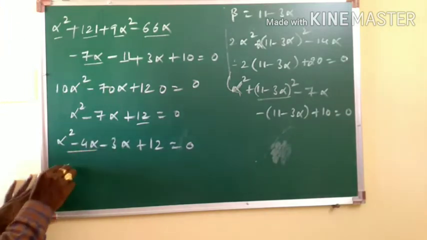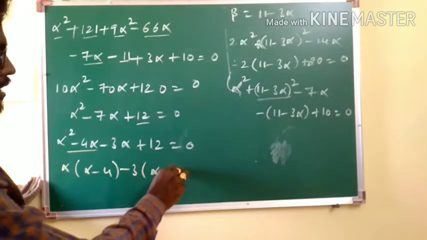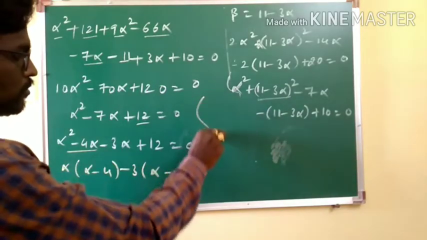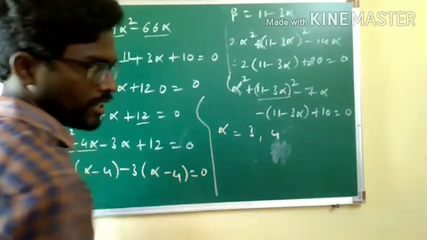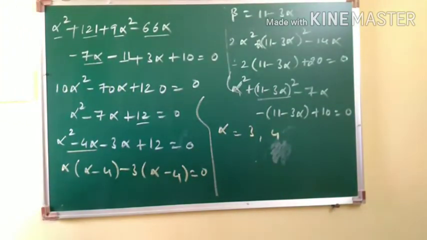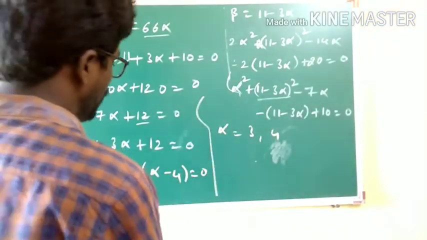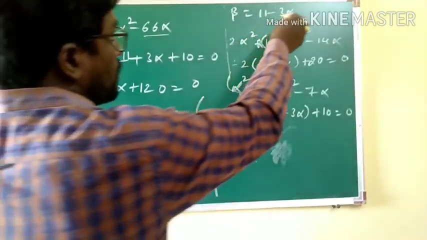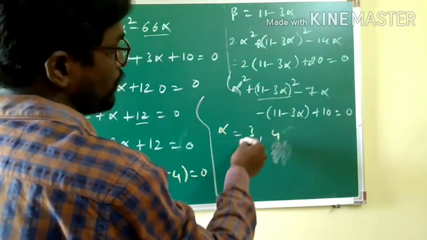Therefore, alpha is the common factor, so alpha minus 4. Minus 3 is the common factor, so again alpha minus 4. So that you will be getting alpha is equal to 3 comma 4. What is alpha? Alpha is equal to 3 comma 4. On substituting the 2 alpha values in this case, we will be getting the beta values for 2 different cases.